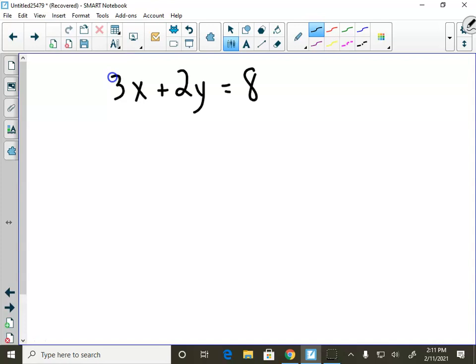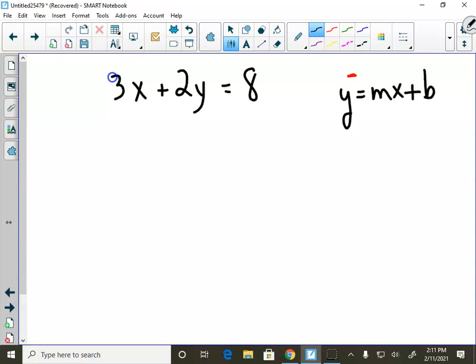Now again, we can see it's in standard form, right? We have no fractions. And our leading coefficient here is positive. So we're good. We're ready to go. And let's convert this to slope-intercept form. If you remember, slope-intercept form looks like this. y equals mx plus b, which means we're solving this equation for y.